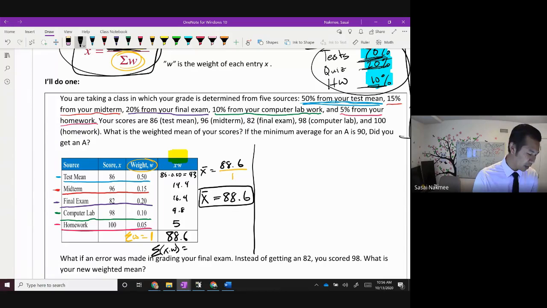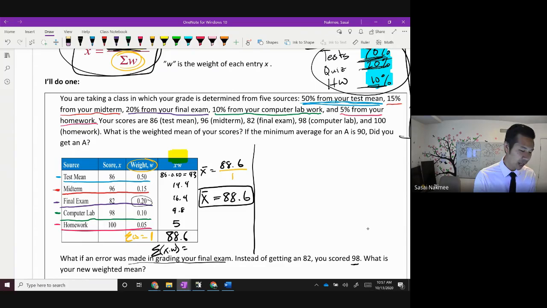Okay, let's do the same problem, but this time they're going to say, what if an error was made grading your final exam, and instead of getting a 82, you actually got a 98 on your final? How much does that affect your score, right? And this is what used to bother me when I would have a conversation with kids. The weight of your final is 20%. That's a big deal, by the way, to get from a B to an A. If the weight of that is 20% of your grade, that actually raises your grade quite a bit.